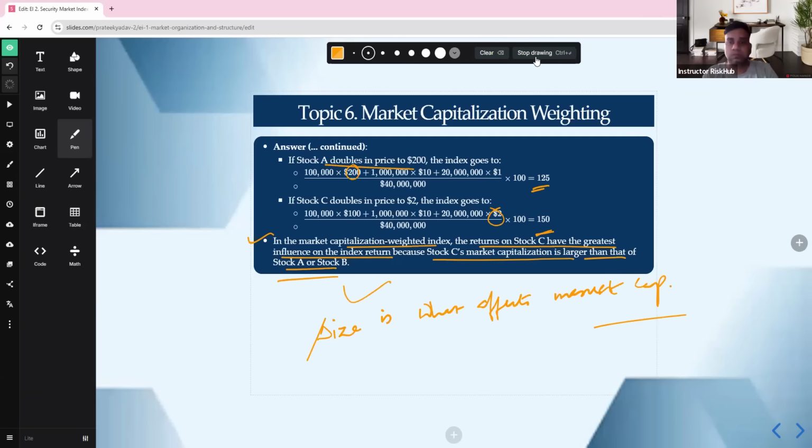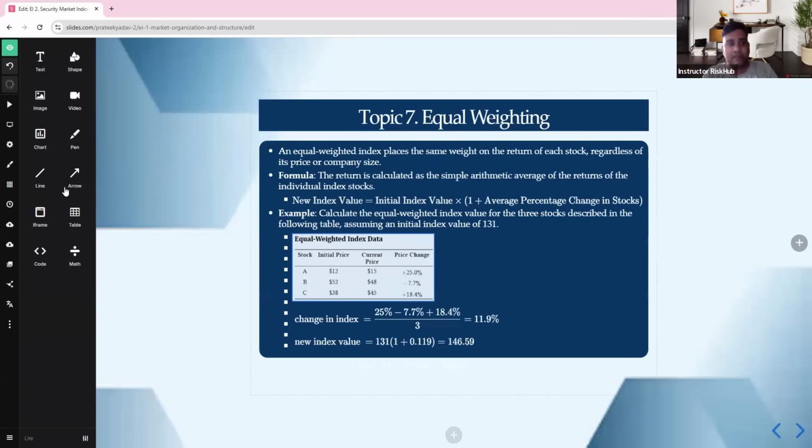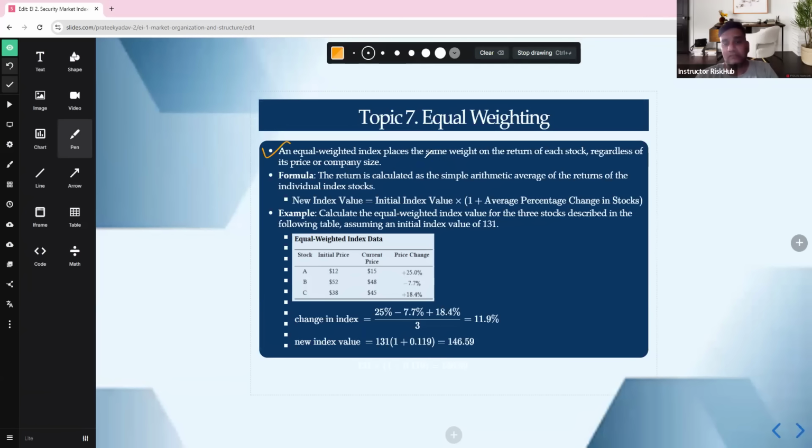Okay. So that is what we have. Then we have equal weighing, right? An equal weighted index places the same weight on the return for each stock, regardless of price or company size. Formula: calculate the simple arithmetic average of the returns of the individual stocks. Initial index value times 1 plus average percentage change in stock. Calculate the equal weighted index value for the three stocks described in the following table. Assume the index value is 131.